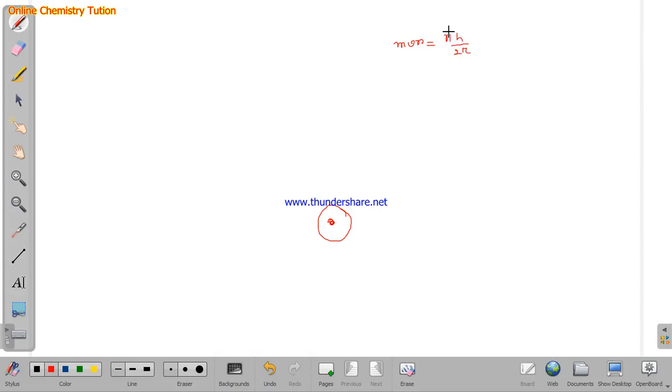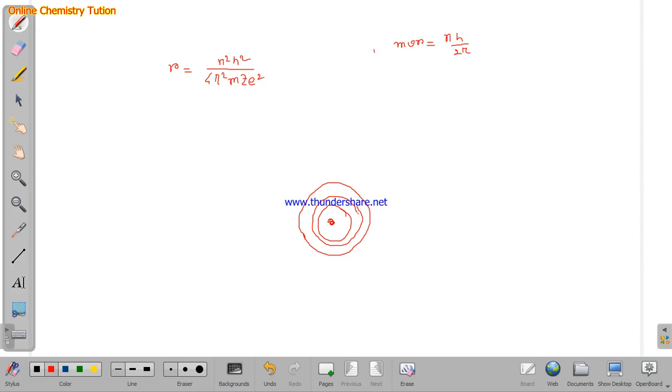and this constant n shows the principal quantum number or the number of the orbit. That is, the first orbit, this one is the second orbit, for this the value of n is 2, this one is the third orbit, for this n equals 3, and so on and so forth. Now we get the value of r equal to n square h square by 4 pi square m z e square.